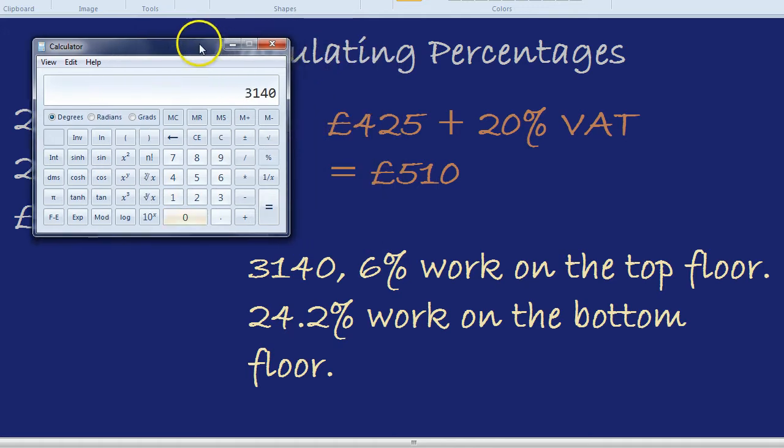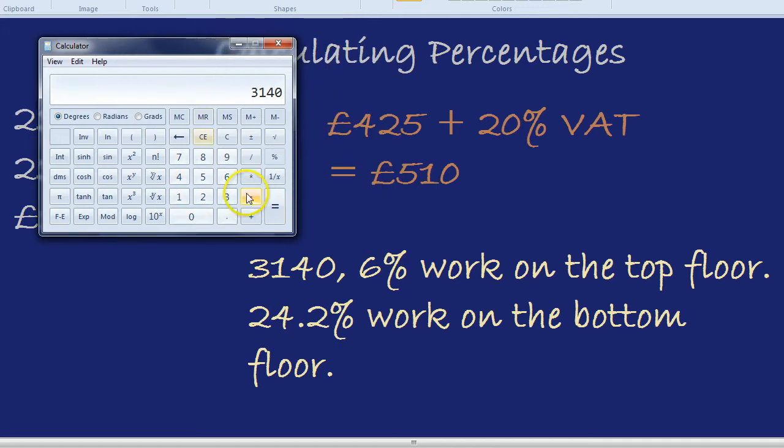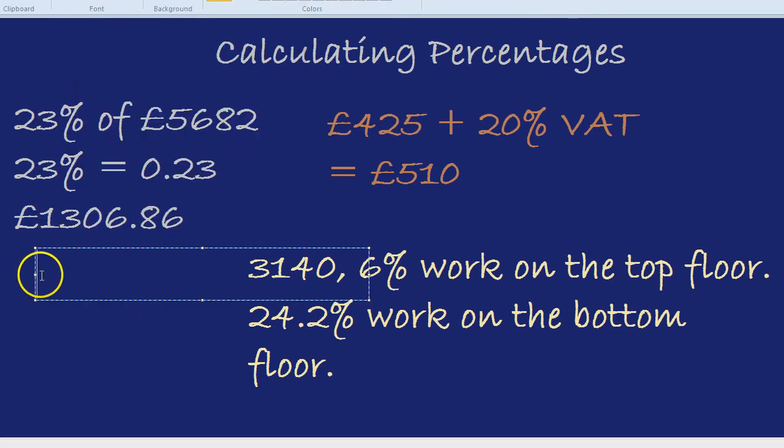3,140, what would I times it by to get 6%? It's not 0.6, it would be 0.06, which is 188.4. Now, because we're dealing with people, not with some abstract continuous number, you'd have to say that's 188 people, roughly. So 188 people work on the top floor.